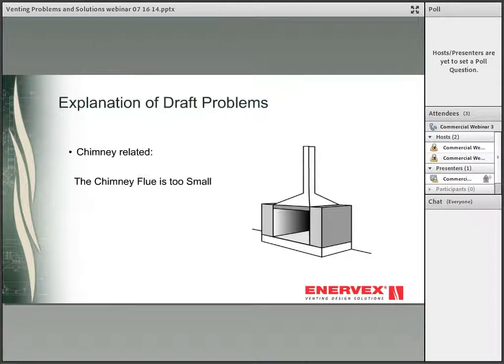Possible solutions are to redesign and rebuild the chimney to meet the draft requirements, install a heating appliance that does not exceed the capacity of the existing chimney, close off one side of a see-through, or reduce the opening of the fireplace. Or you can install a mechanical venting system.